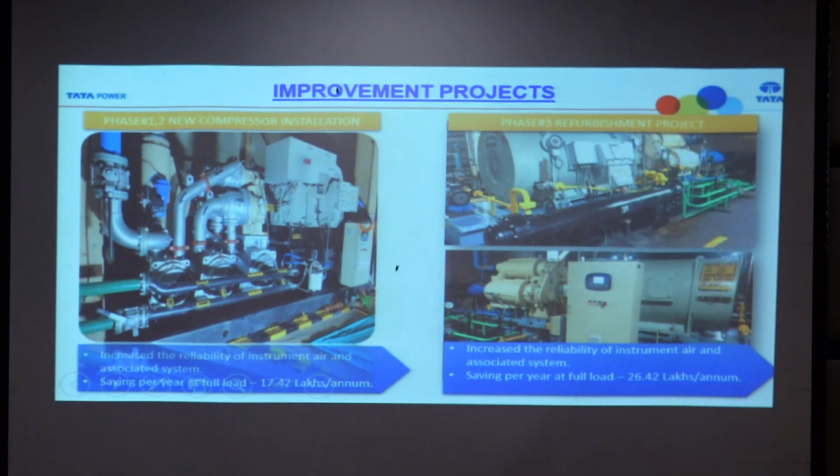The savings from closing the operation of all 6 old screw compressors and putting in the new two centrifugal compressors of Ingersoll Rand and Atlas Copco make give us 17.42 lakhs per annum, and the refurbishment of compressors 1A and 1B with the new air end gives us 26.42 lakhs per annum. This is the savings in terms of rupees.